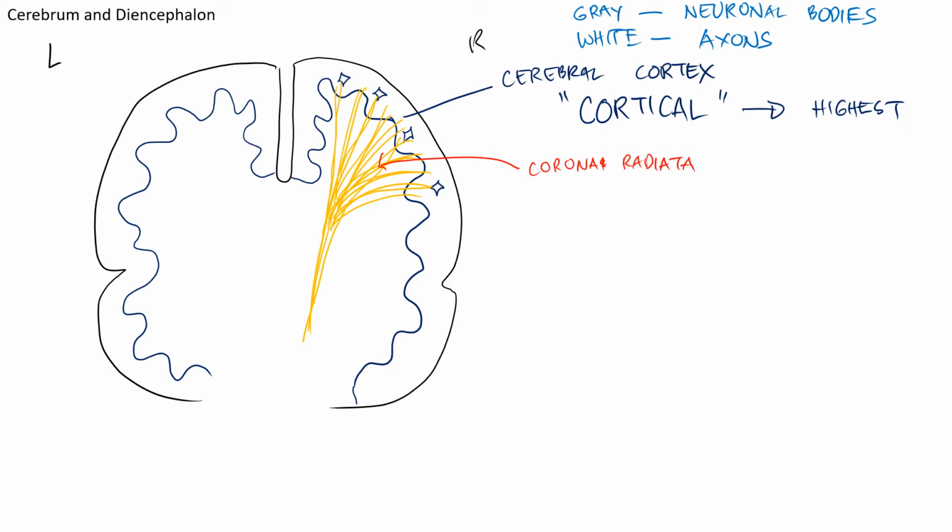Okay, and this corona radiata will eventually get bundled up into a very thick bundle of white matter, and that is called your internal capsule.